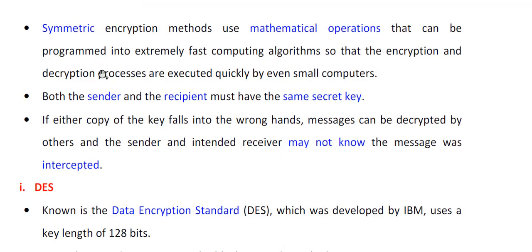So usually the symmetric encryptions use some simple mathematical operations that can easily be programmed and can be executed on fast computers. Both the sender and the receiver have to use the same secret key. That's why it is called a secret key, maybe, because it is shared between the sender and the receiver. Now, if the secret key is known to a third party, to an attacker, the messages can be easily decrypted by others. So this key has to be kept secret at the sender and at the receiver.